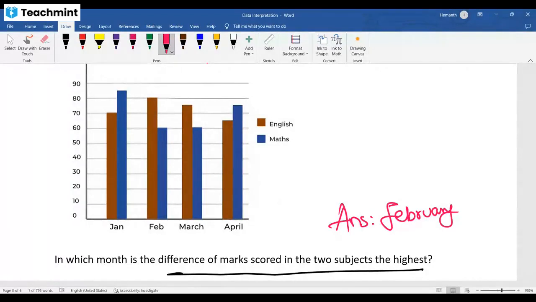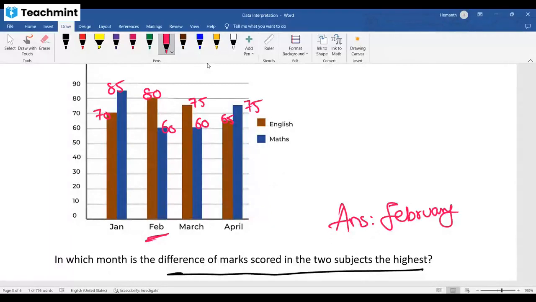In February, we have a 20 gap. Here only a 15 gap. Here also a 15 gap. Here a 10 gap. So this is the month which has the highest difference between the marks.